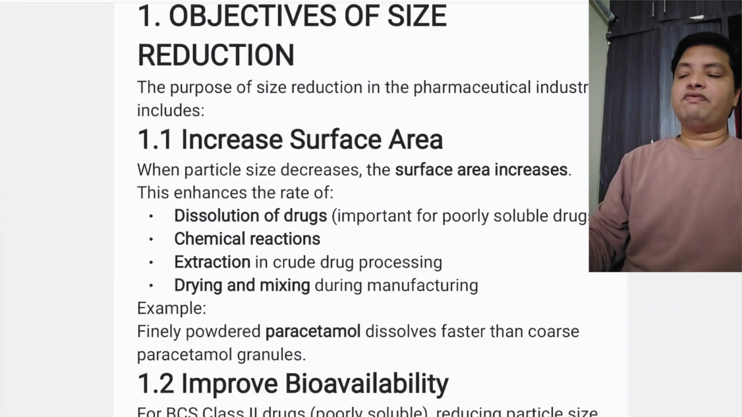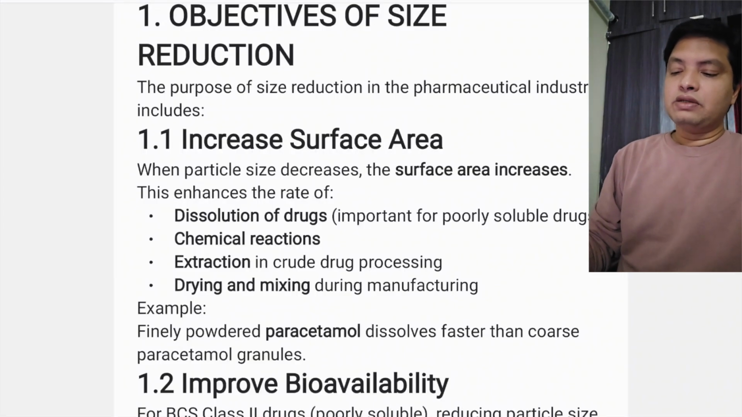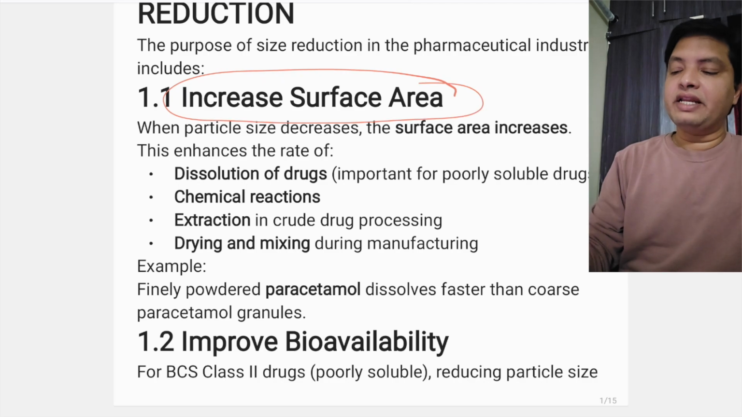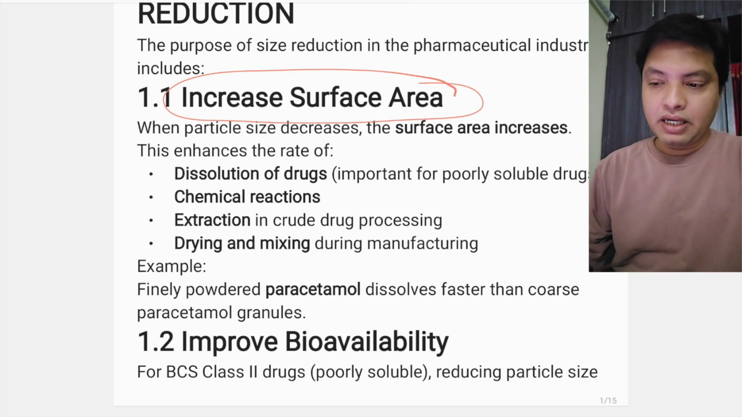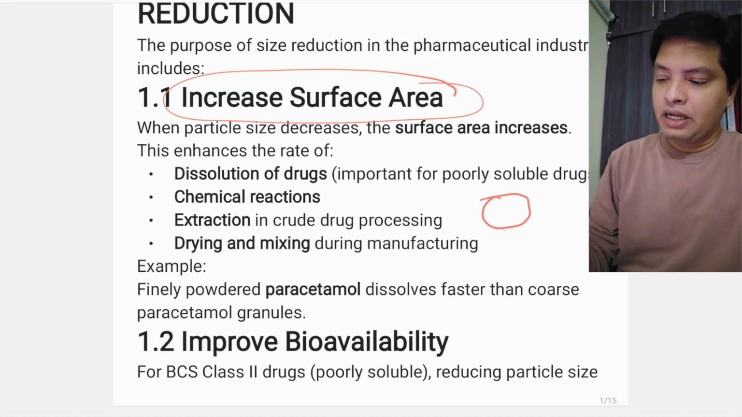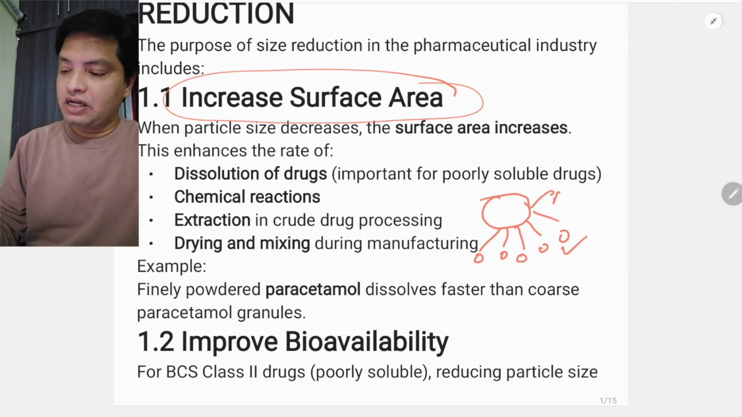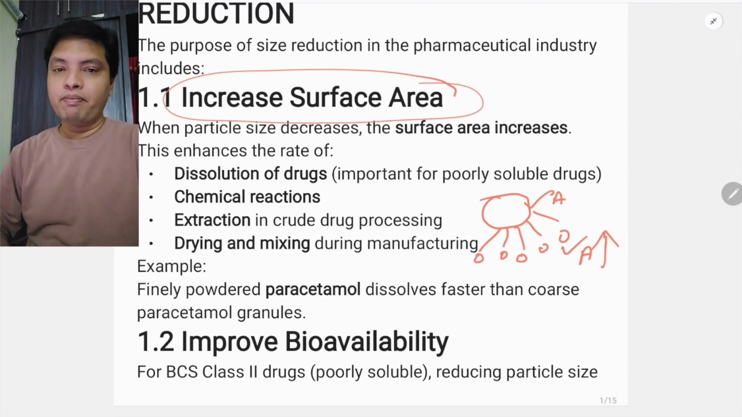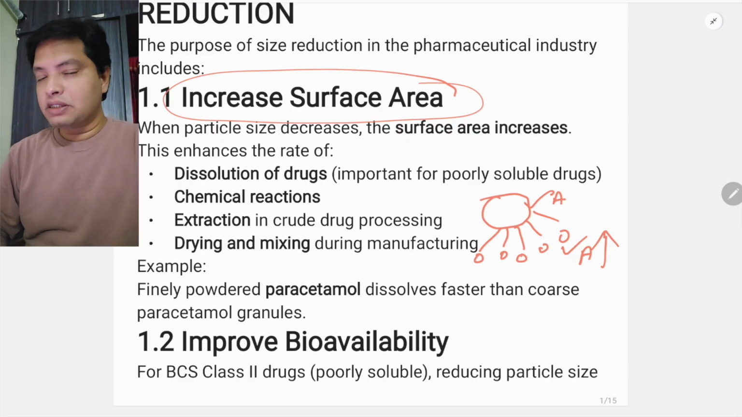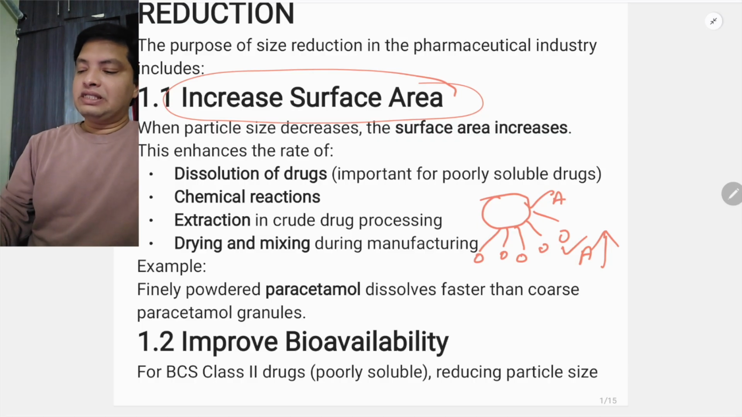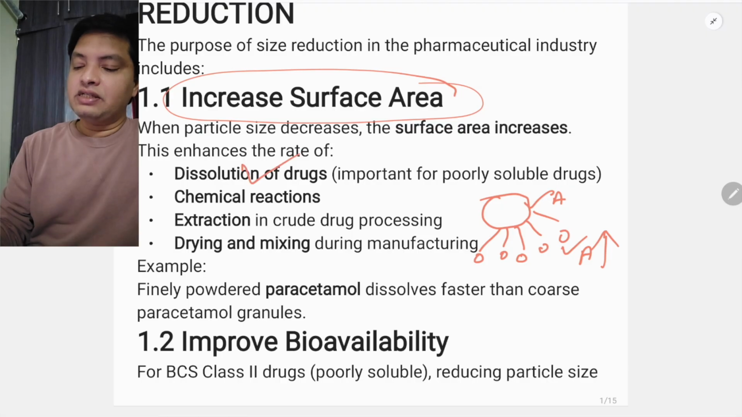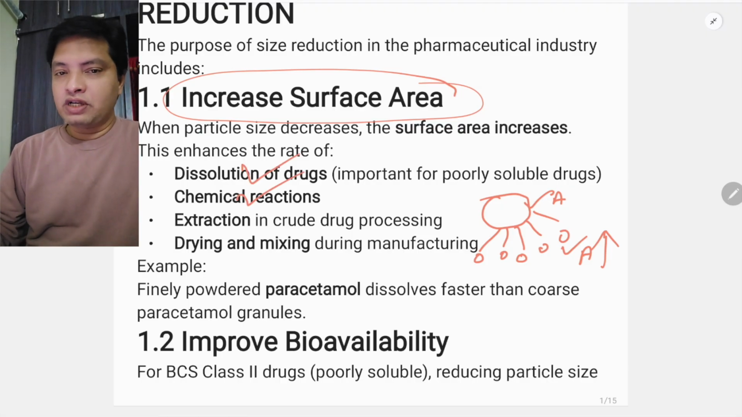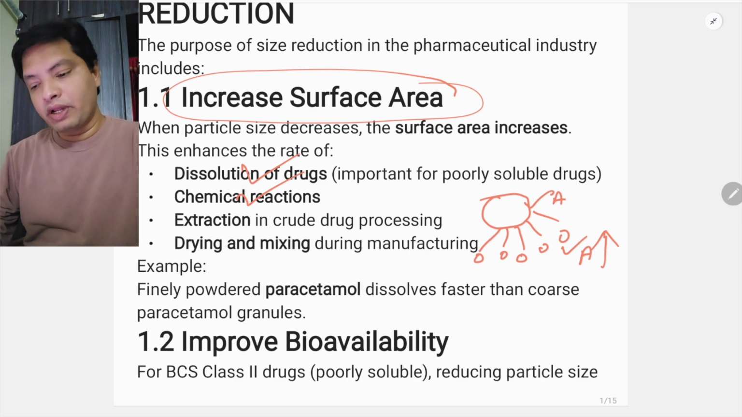What is the objective of size reduction? The first one is to increase surface area. If you reduce the size of the particle from a larger particle to smaller particles, the surface area of all the small particles together will be more compared to one large particle. This increase in surface area will affect dissolution and chemical reaction. More surface area, more dissolution; more surface area, more chemical reaction.